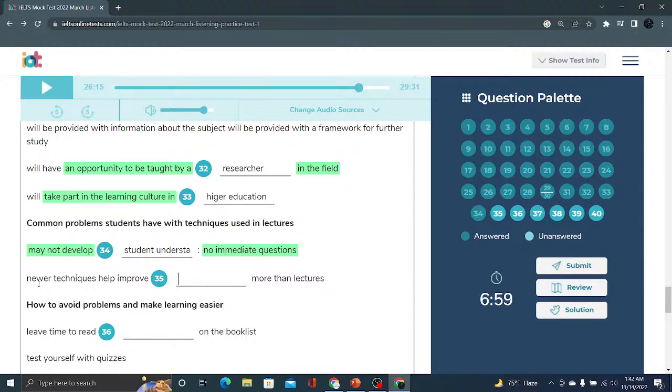Okay, newer techniques help improve... more than lecture.